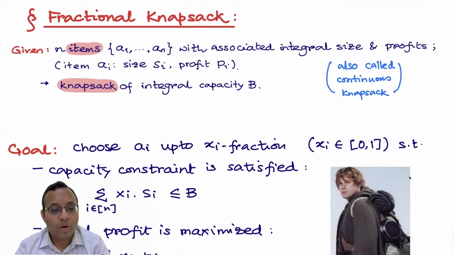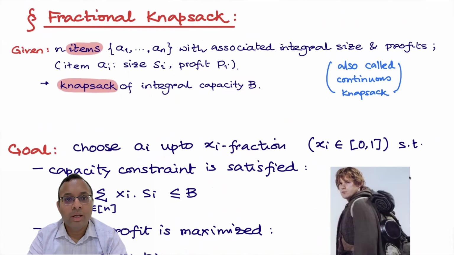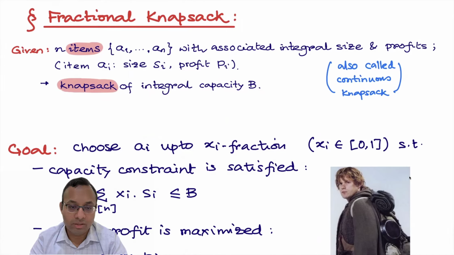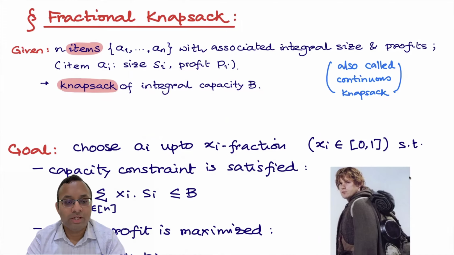So let us start with the problem definition. We are given n items, A1, A2 up to An, and each item Ai has size Si and profit Pi. We are assuming both the size and profits are integral. We are also given a knapsack which has integral capacity B. This problem, fractional knapsack, is also known as continuous knapsack.